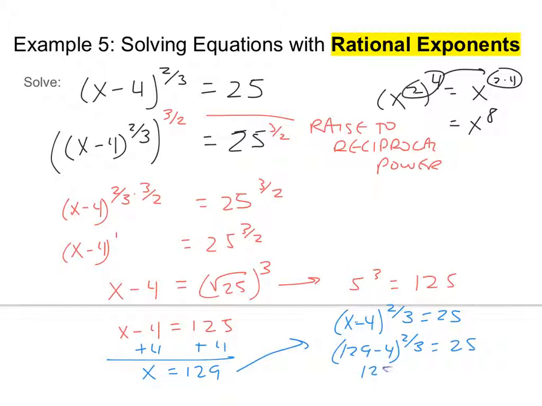So 125, and this is going to be the cube root of 125 squared equals 25. And so the cube root of 125 would be 5, and so 5 squared equals 25. So my solution is good. So box that up. x equals 129 is a good solution. Okay, so checking those solutions to make sure everything's on the up and up, no extraneous solutions.